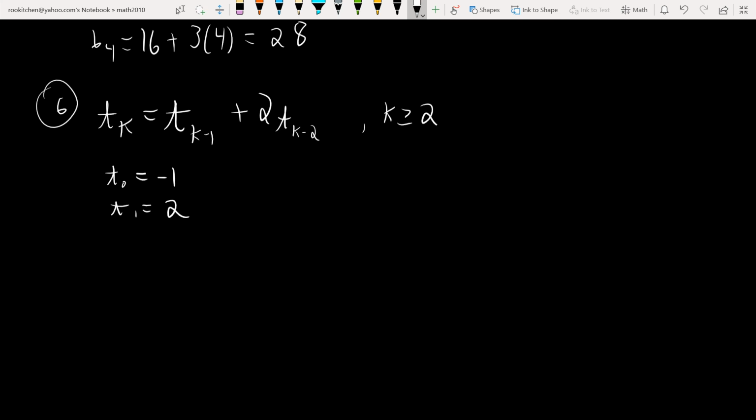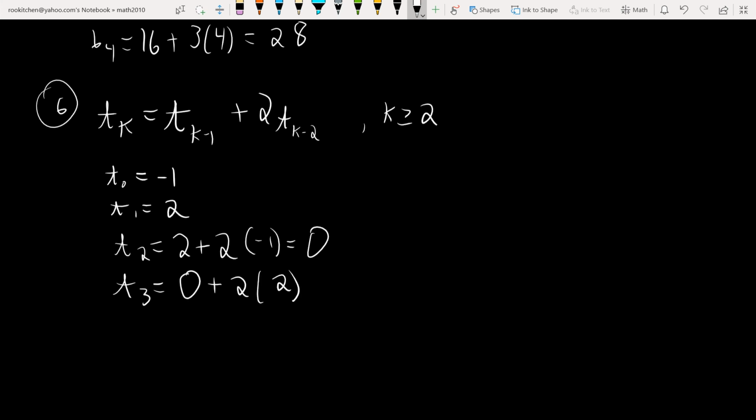T sub 2 is going to be the previous term, t sub 1, which is 2, plus 2 times the k minus 2 term, which in this case is t sub 0. So I have negative 1. 2 minus 2 will just be 0. T sub 3 is going to be the previous guy plus 2 times the previous guy, so that would be 0 plus 4, which is 4. One more. T sub 4 is the previous guy plus 2 times the one before, so that'll be 4 as well.